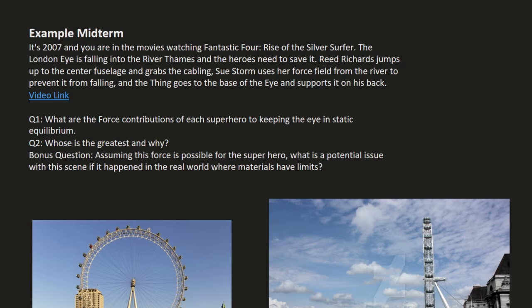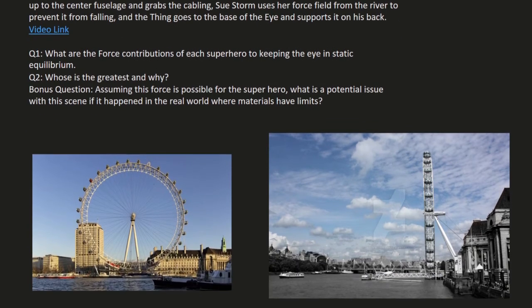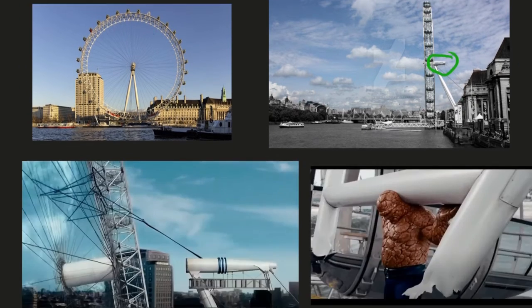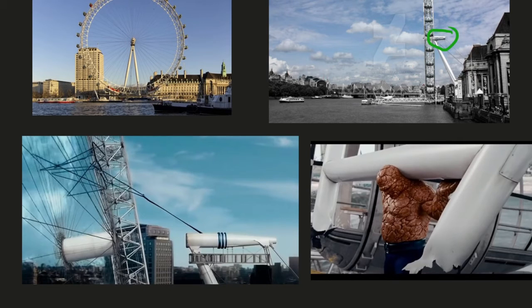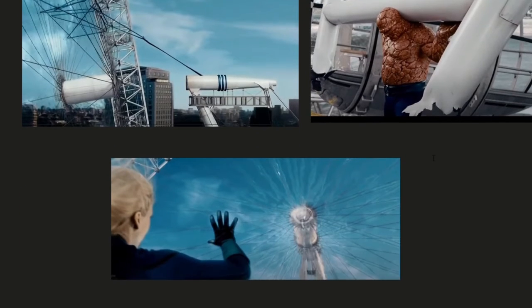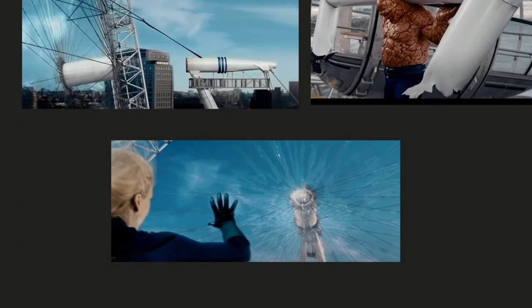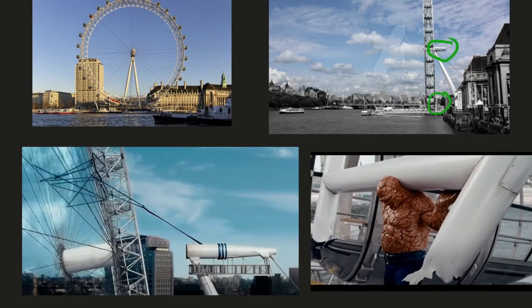It's 2007, and you're in the movies watching Fantastic Four: Rise of the Silver Surfer. The London Eye is falling into the River Thames, and the heroes need to save it. Reed Richards jumps up to the center fuselage, right here, and grabs the cabling with his arms. The Thing goes down to the base of the London Eye and supports it with his body. And Sue Storm steps out onto the water and uses her force field to hold it up. So she's out somewhere right here.